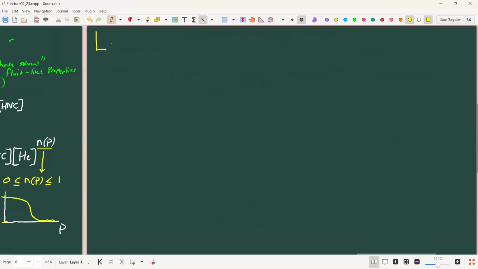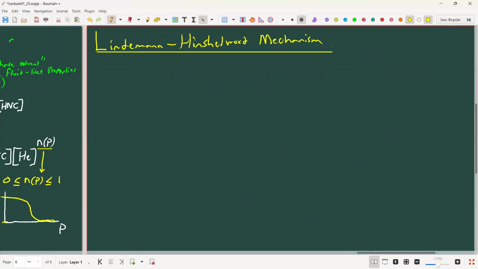All right, this is what's called the Lindemann-Hinshelwood mechanism. And I would love to tell you the story of this. Maybe I'll tell you next class, talk a little bit more about it. This is a result because people realized that first order reactions can't be first order at low pressure.